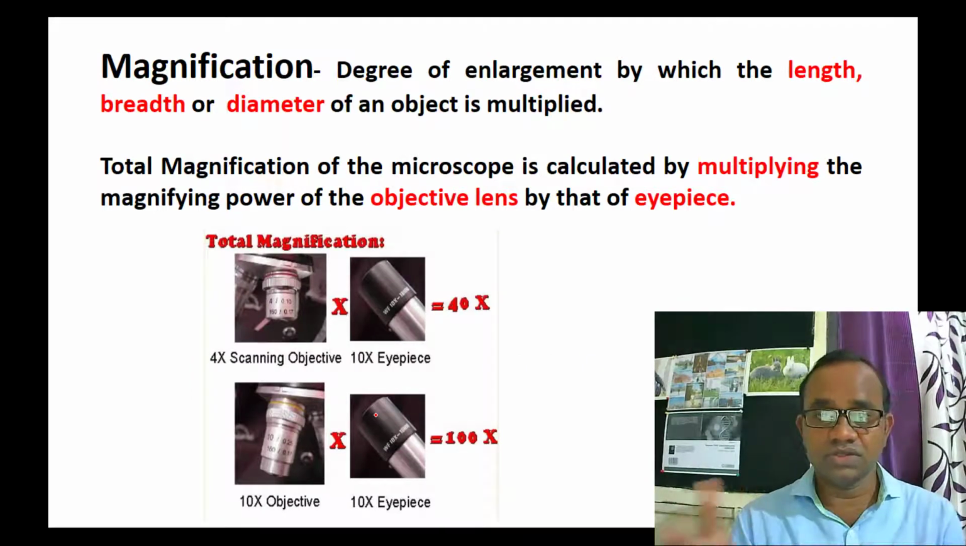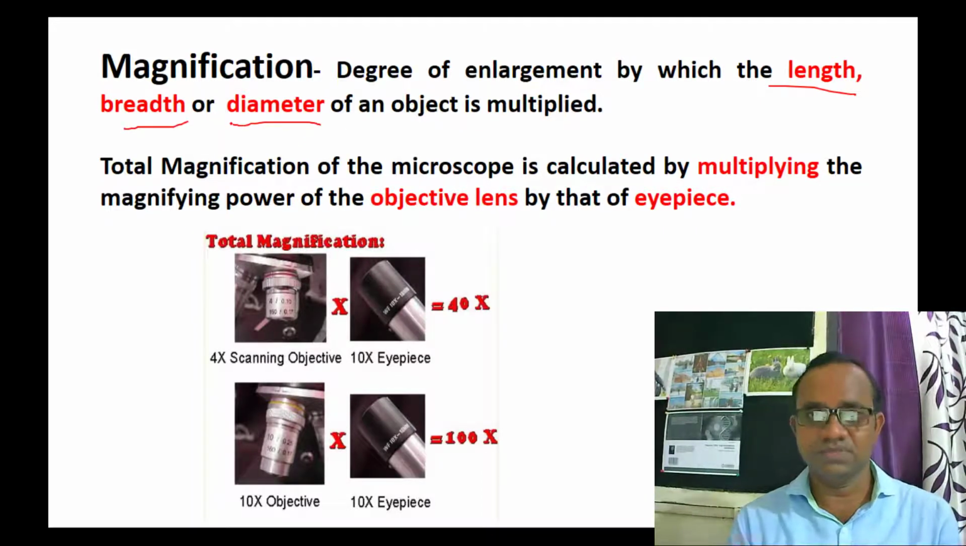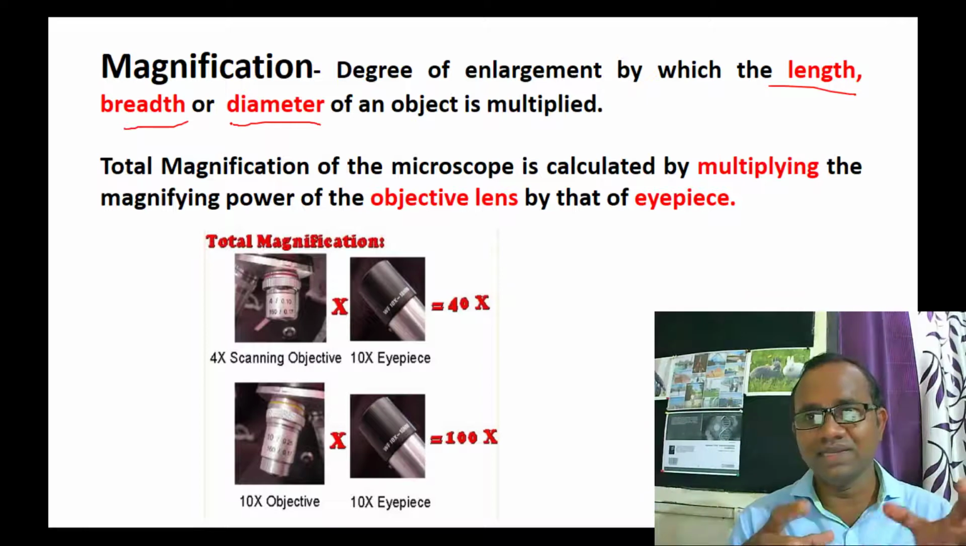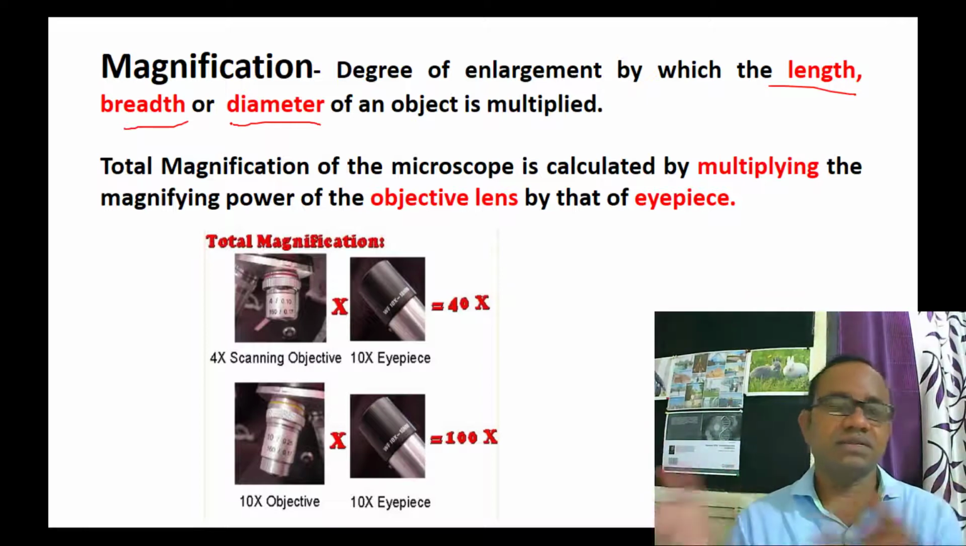Magnification is actually the main basic of the microscope, right? Magnification is the degree of enlargement by which the length, breadth and diameter of an object, that means the bacteria, is multiplied. That means small things can be made bigger by increasing their length, breadth and diameter. So every size of a bacteria can be multiplied, and that is called the magnification.